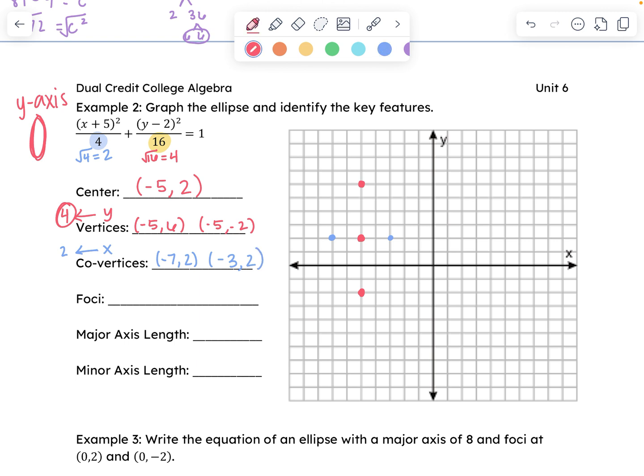And we've got enough points to go ahead and draw our ellipse. Try and draw it a little bit better. Like I said, I'm not very good at drawing.